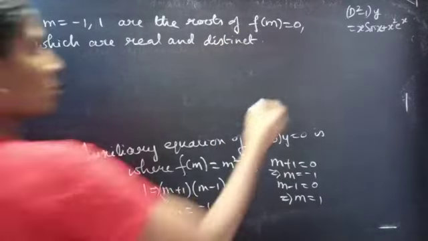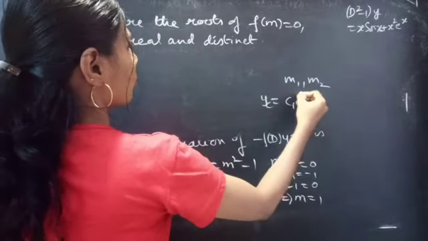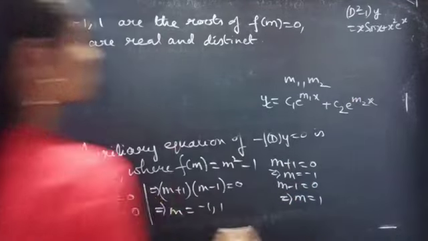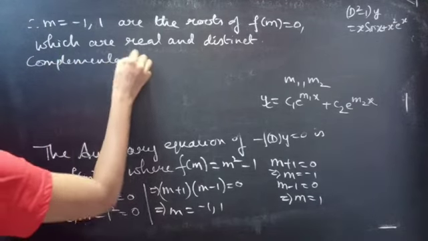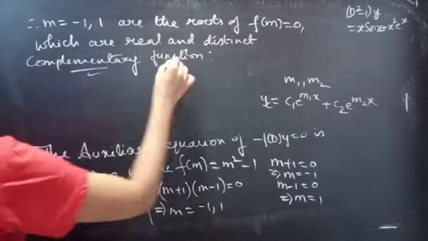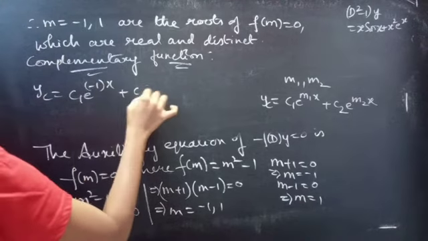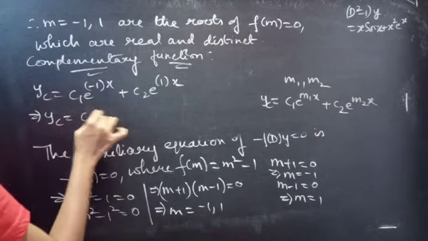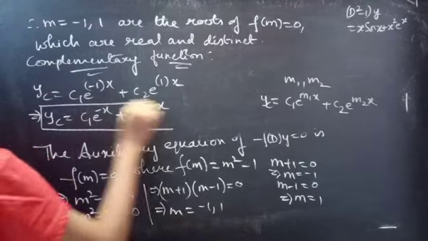We know that when two roots, say m1 and m2, are real and distinct, then yc will be c1 into e power the first root into x plus c2 into e power the other root into x. Now coming to our complementary function: yc equals c1 e power m1 x plus c2 e power m2 x. Then yc will be c1 e power minus x plus c2 e power x. So we got yc now. Let's find yp.